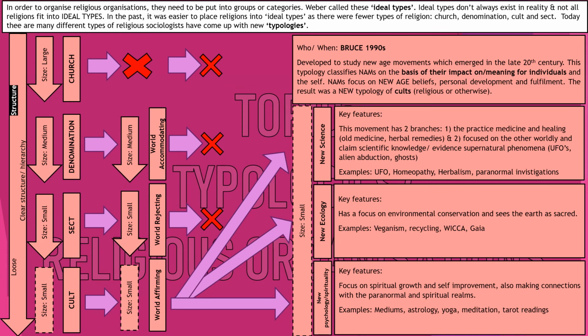And then new psychology, new spirituality, again has different elements and different branches, but it's about spiritual growth and self-improvement. So it might be yoga or meditation would have this self-improvement, but it also has branches of supernatural connections. It's not like investigations with the new science, but it's about the connection. So tarot readings, spiritual mediums, and connections to the paranormal in that way. And there we have our three typologies: the traditional, the new religious movement, and the new age.